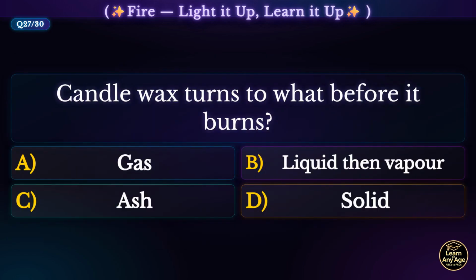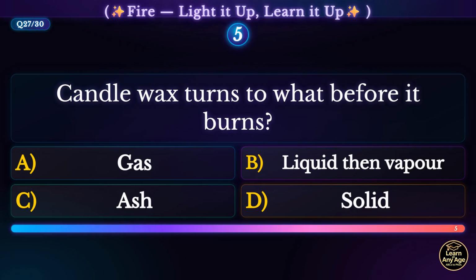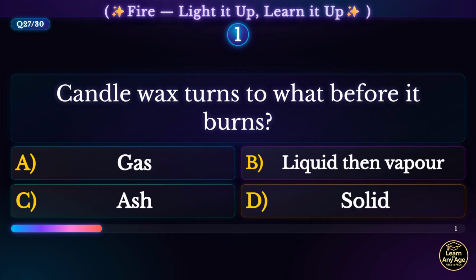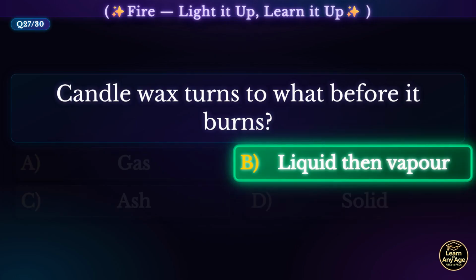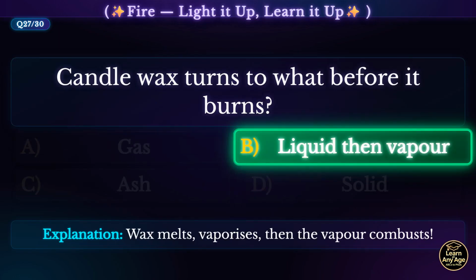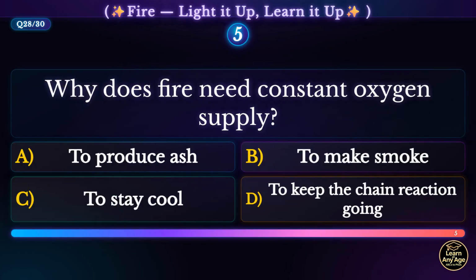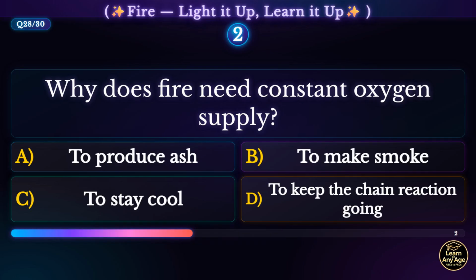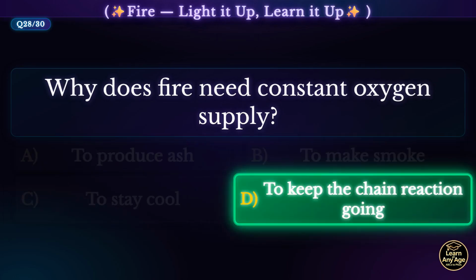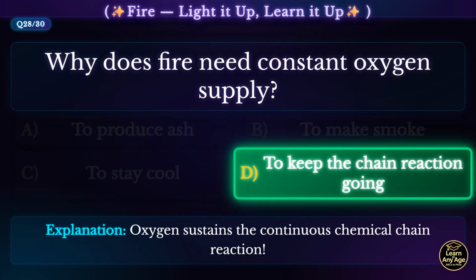Candle wax turns to what before it burns? Liquid, then vapor. Wax melts, vaporizes, then the vapor combusts. Why does fire need constant oxygen supply? To keep the chain reaction going. Oxygen sustains the continuous chemical chain reaction.